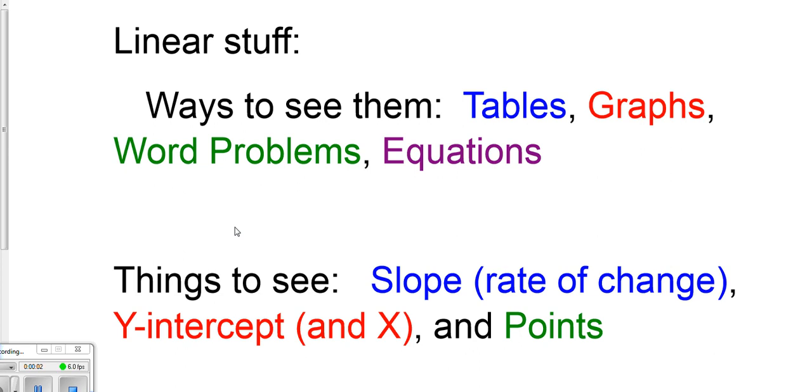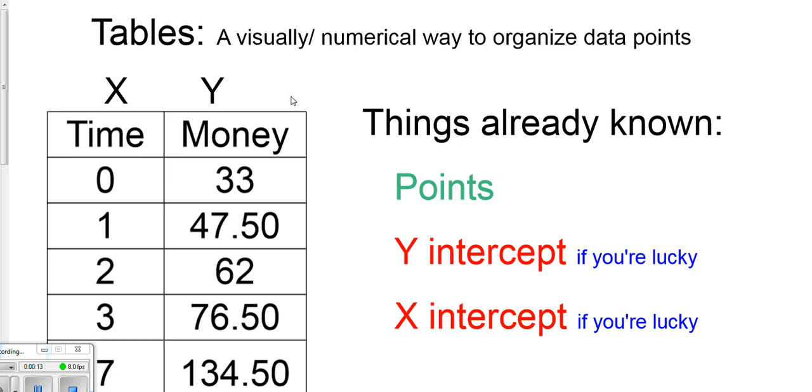In our last video, we left off talking about all of our linear stuff, all of our tables and graphs and word problems and equations. Well, let's talk about them. The first thing we can look at for our linear relationships are tables.